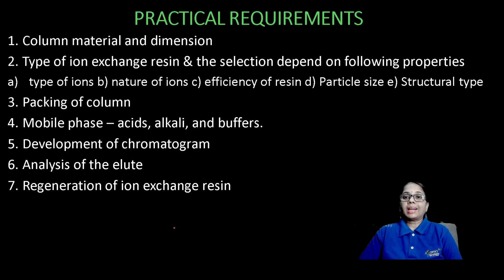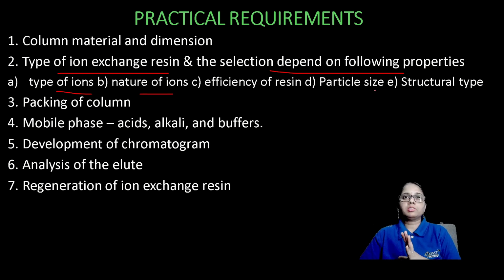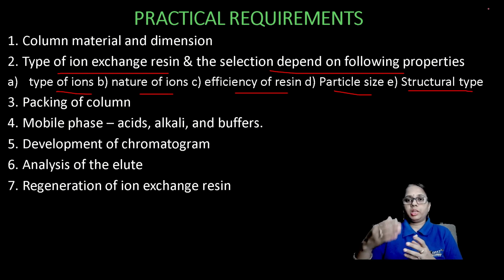Now let us move to the practical requirements for this ion exchange chromatography. That means whatever the column we are going to use as resin, exchange resin, that column material and dimension is also very important. And type of ion exchange resin and the selection depend on the following properties. What are those? Type of the ions, anions or cations, nature of the ions, that means acidic or basic, efficiency of the resin, how it can separate, particle size of the resinous materials is also very important, and structural type like what we have discussed.